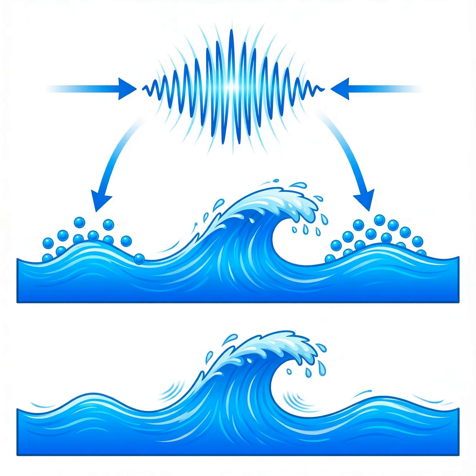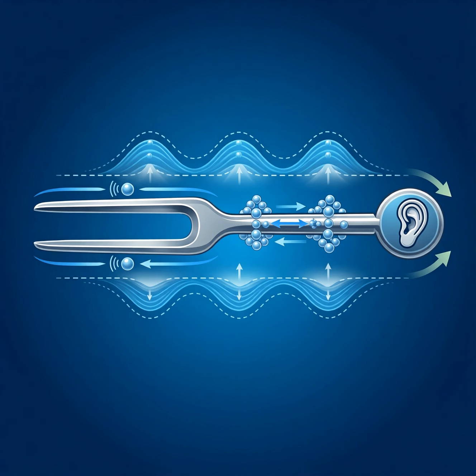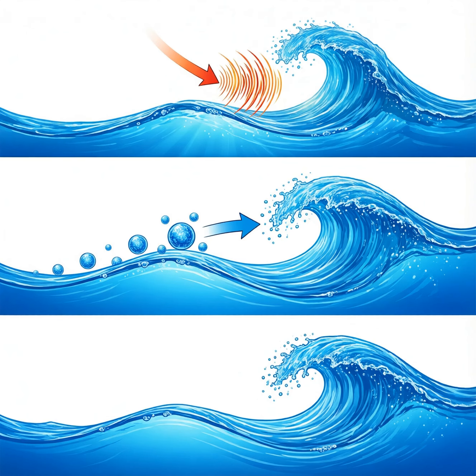The distance between successive compressions is called the wavelength, while the time for one vibration cycle is the period. Because air molecules are closely packed, they quickly transmit the disturbance to their neighbors, sustaining the wave. The speed at which this pattern propagates depends on the medium's density and elasticity. In air it averages about 343 meters per second.